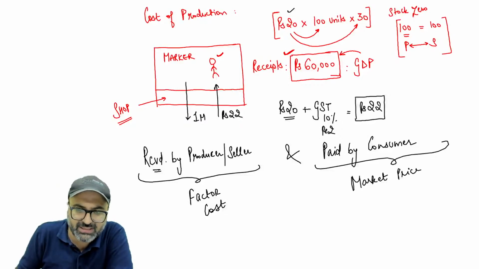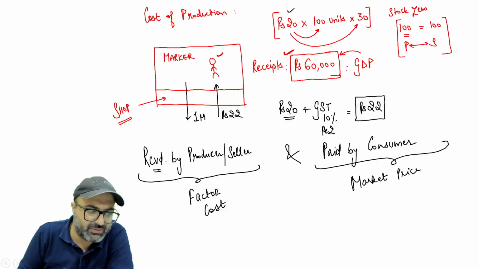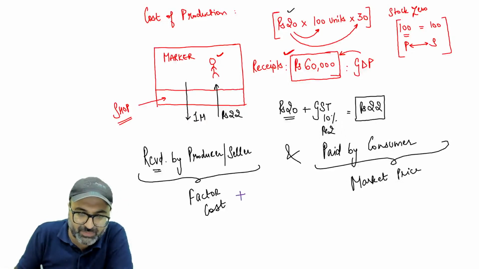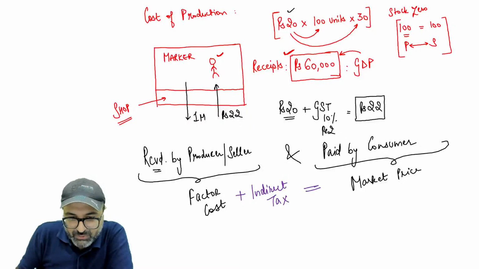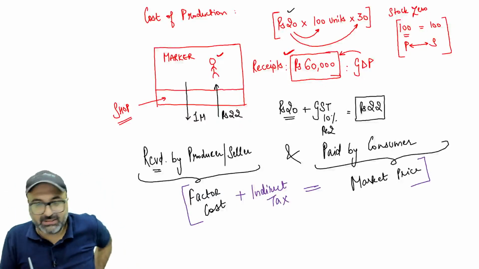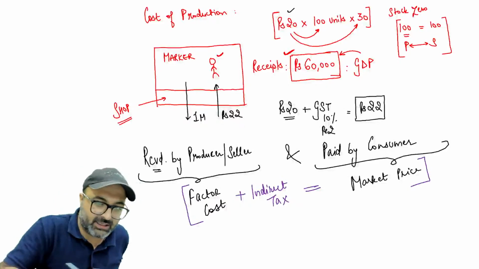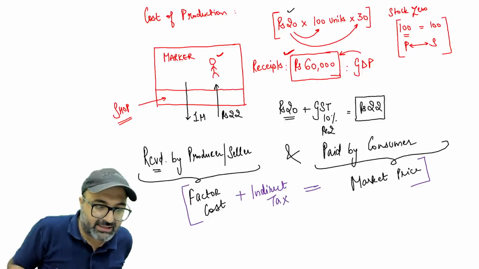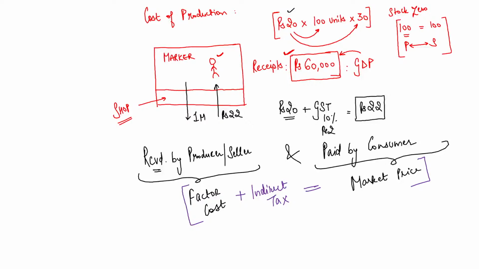So can you build a relation? Yes, sir. The relation is in front of you. There is no rocket science in this. The relation says factor cost plus GST, or rather I would use indirect tax, is equal to market price. I got to know one new thing in my discussion, and it is really very important: factor cost plus indirect tax is equal to market price. I said, wow, I learned something.